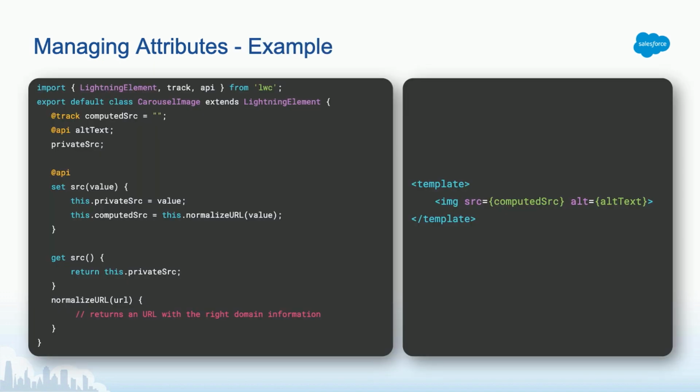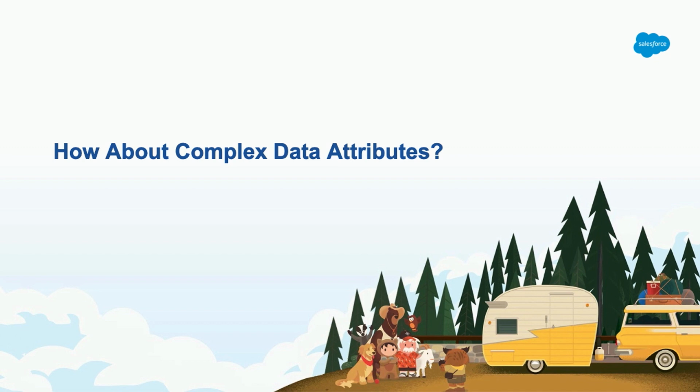So let's look. In this case, for the carousel image, we need to normalize the URL of the source attribute. So if you see the setter is grabbing what's being passed down to us, making a copy, and then calling this normalize URL that is going to do all these operations, and that's the one we're going to use in our template right here. So again, we're not modifying what's being passed to us. We just make a copy, and then we work on that.